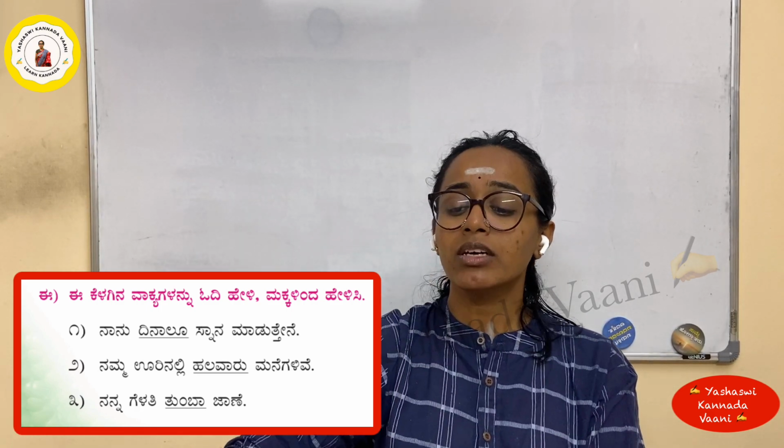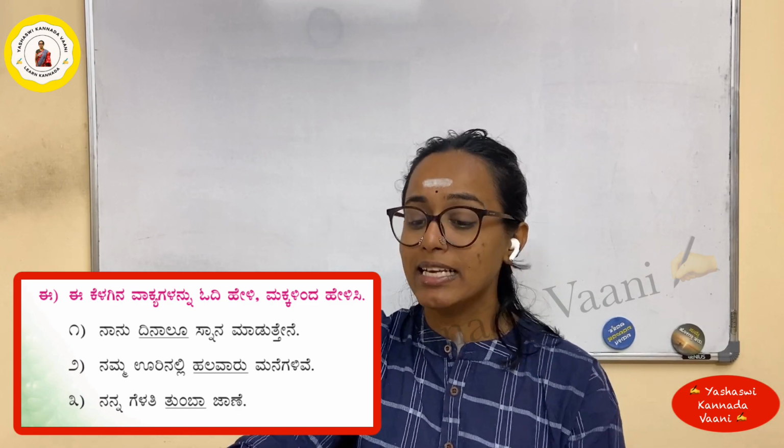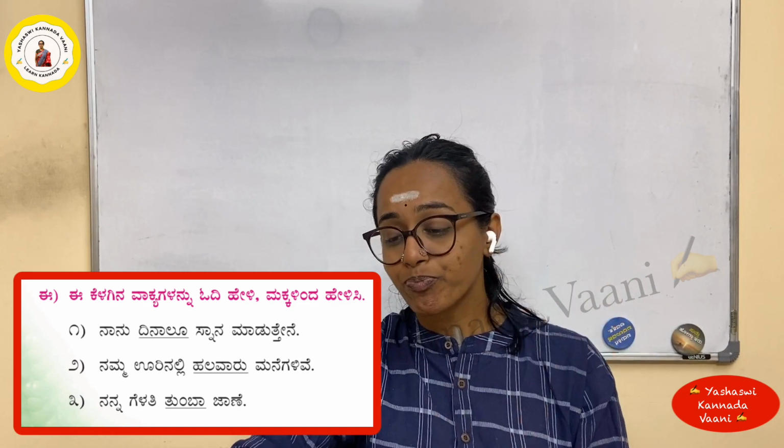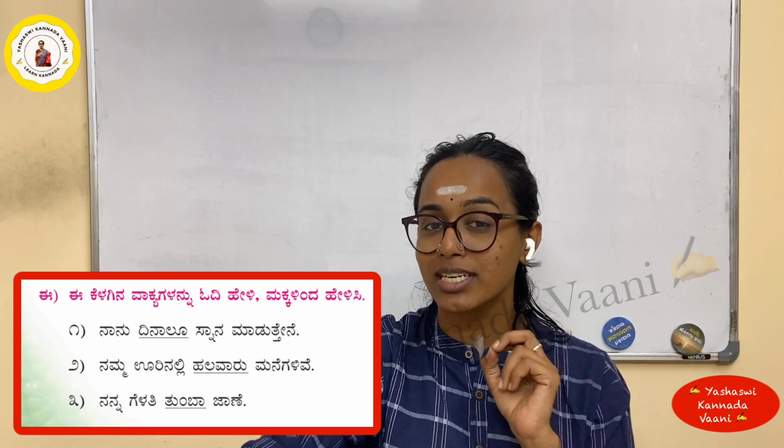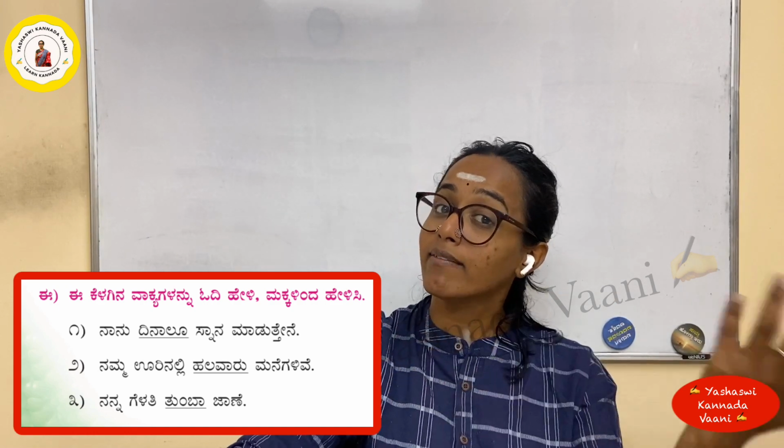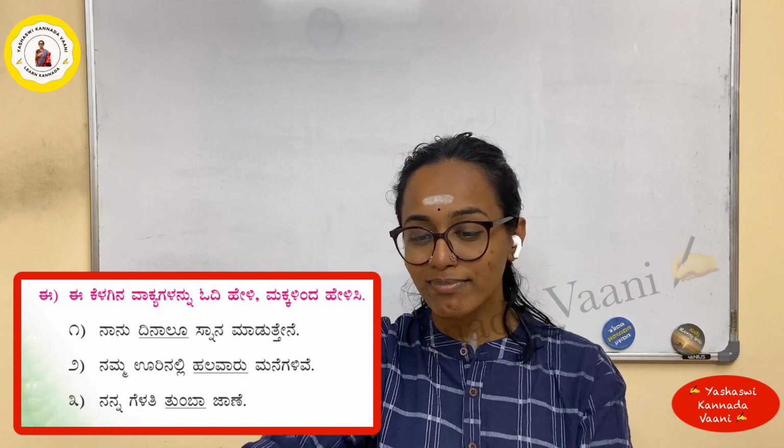Sorry. ನಮ್ಮ ಊರಿನಲ್ಲಿ, in our place, ಹಲವಾರು, many, ಮನೆಗಳಿವೆ. ಮನೆಗಳು plus ಇವೆ, ಮನೆಗಳಿವೆ. There are many houses. ನಮ್ಮ ಊರಿನಲ್ಲಿ ಹಲವಾರು ಮನೆಗಳಿವೆ. Next.